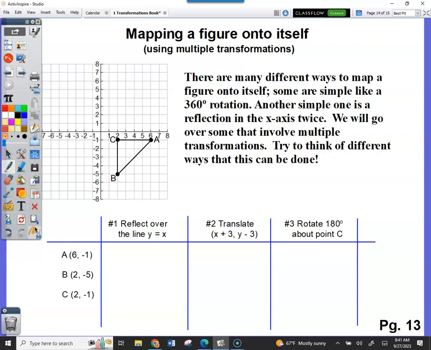So let's look at it. Number 1 says reflect over the line y equals x. Now, this is where you would need to know the rule for reflecting over the line y equals x. So take your transformations book, turn to the page that was reflecting over y equals x, find the rule, we highlighted it, find the rule, and then tell me what the rule was.